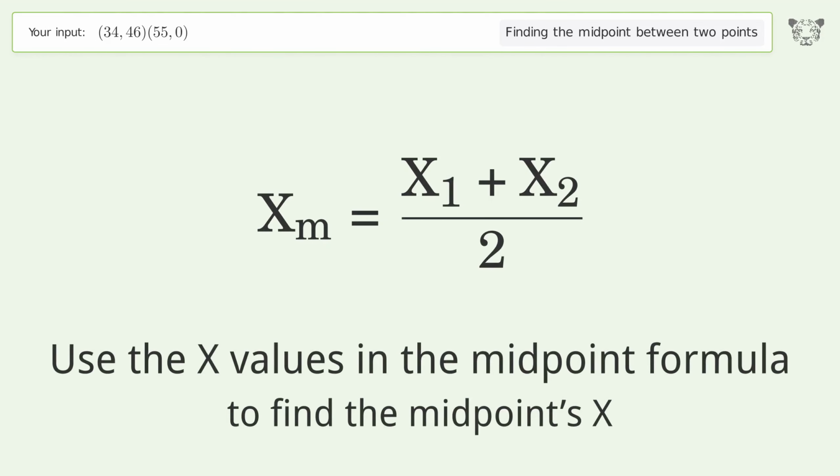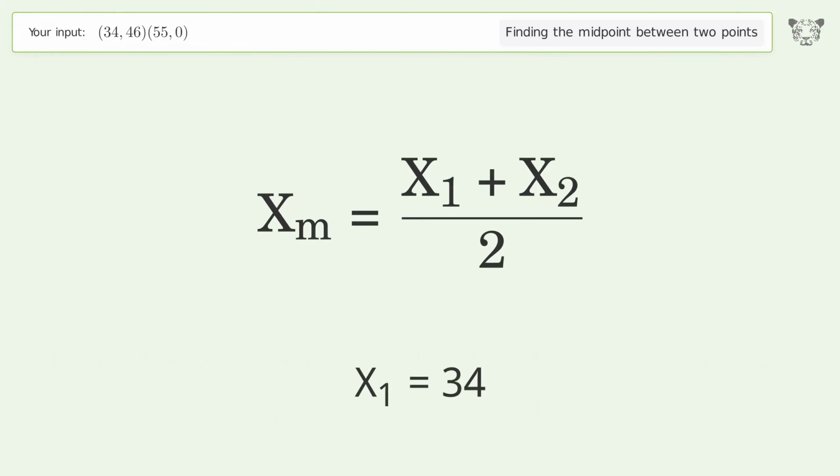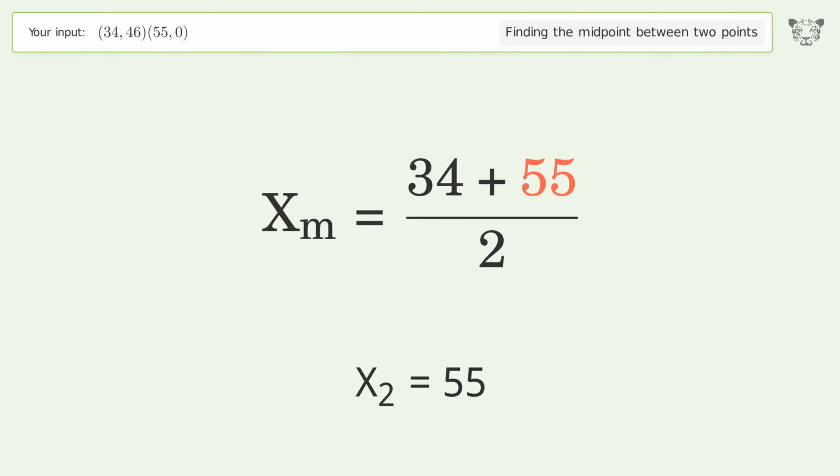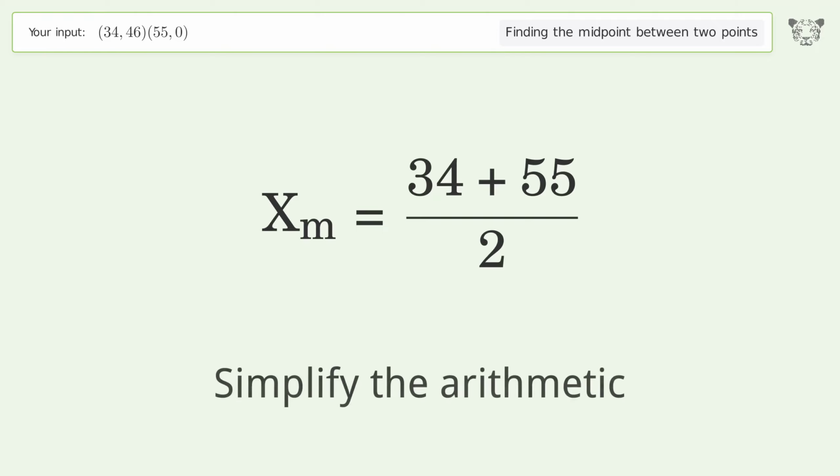Use the x values in the midpoint formula to find the midpoints x. x1 equals 34. x2 equals 55. Simplify the arithmetic.